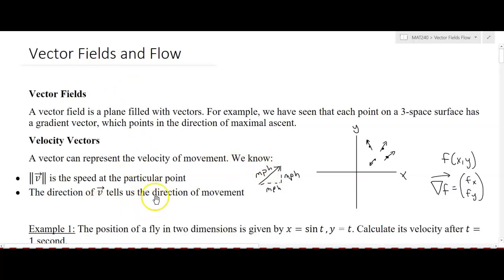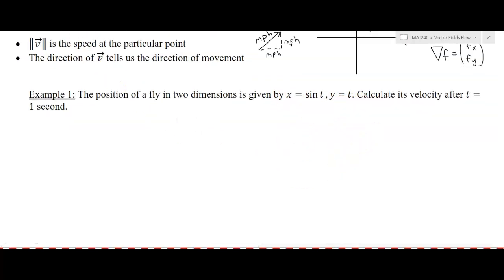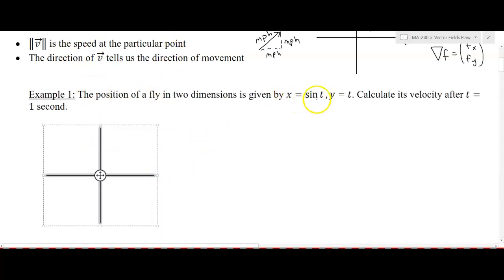So one example we can consider is the position of a fly in 2 dimensions is given by x equals sine of t, y equals t. Calculate its velocity after t equals 1 second. So the first thing we should note here is that the movement of this particular fly, its x position is changing between -1 and +1, and its y value is simply increasing over time.